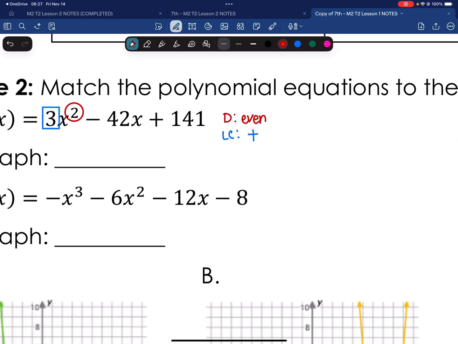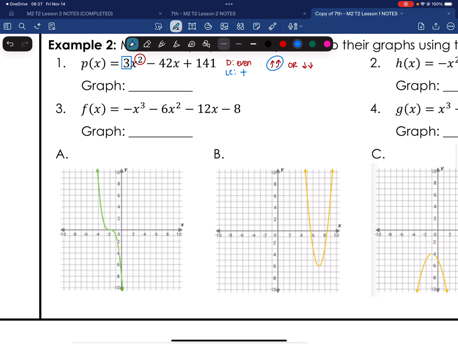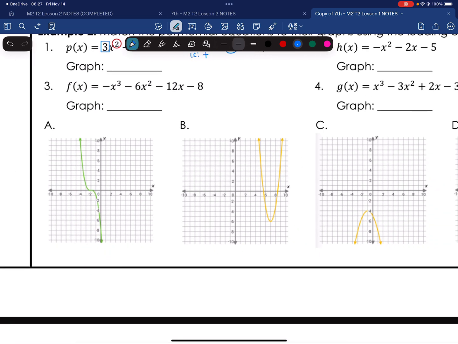Now, with even degrees, they can either both be going up or they could both be going down. How you determine it is based on the leading coefficient. So the leading coefficient is positive. We want the right side to go up, so that means they're both going up. So then we look down here and we look for a graph that has both ends going up. And if you look at graph B, it has both ends going up. So graph B would be the graph that goes with our equation P of x.